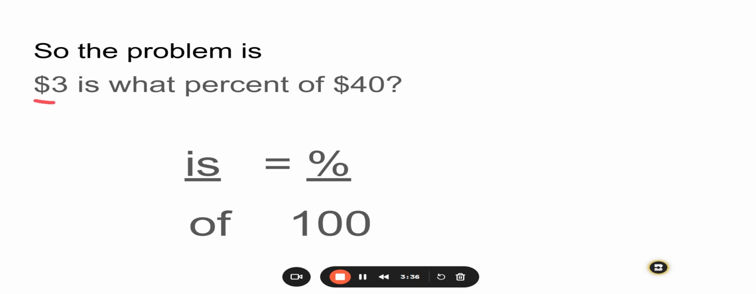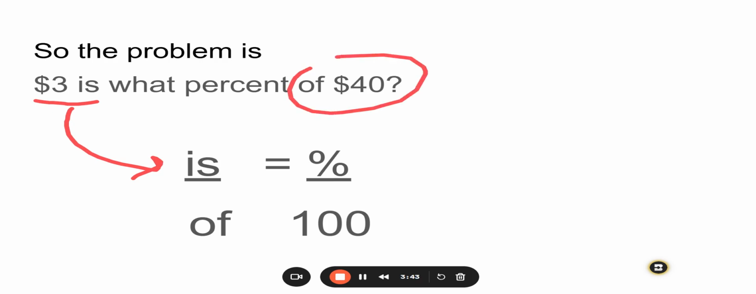This one tells me $3 is, so I have a feeling that's going to go there. What percent of 40? Of 40, so that 40 is going to go down here.